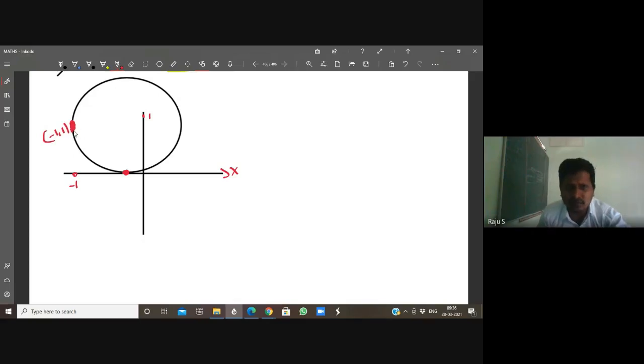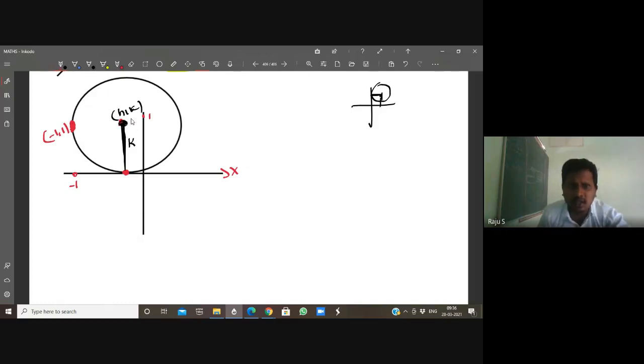The circle passes through -1 comma 1, whose center is given as h comma k. When the circle is touching the x-axis, what about the radius? Anyone? The y coordinate becomes the radius. When the circle is just touching the y-axis, whatever the x coordinate is, that becomes the radius. Is it clear?